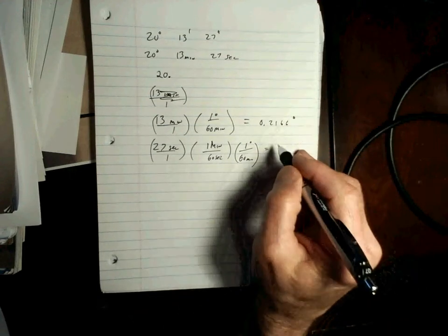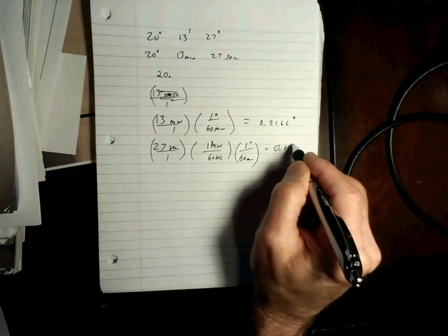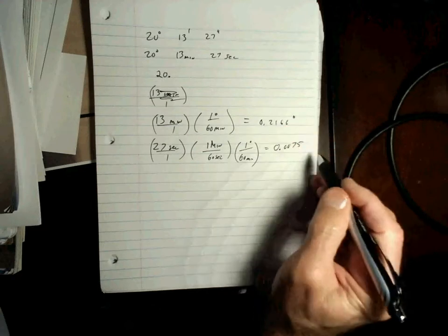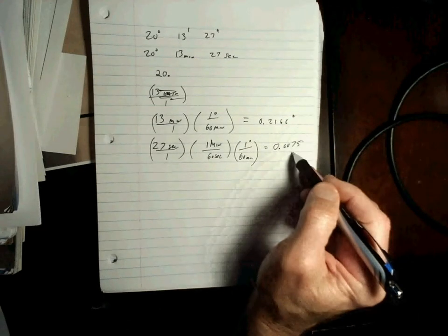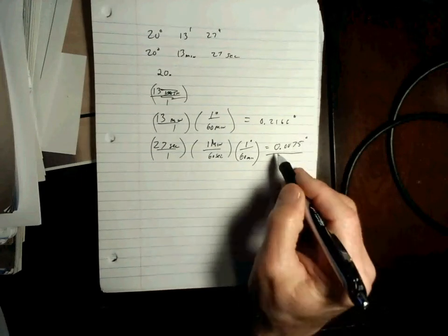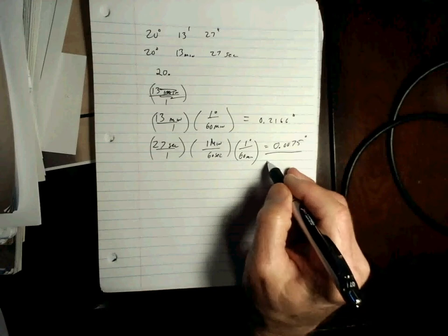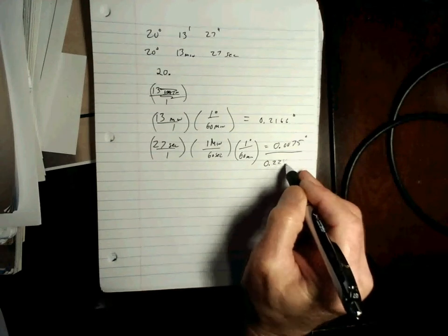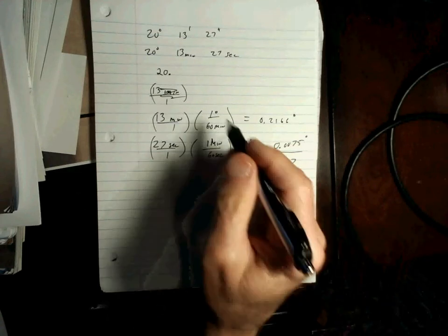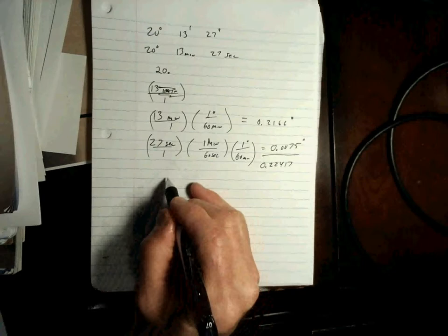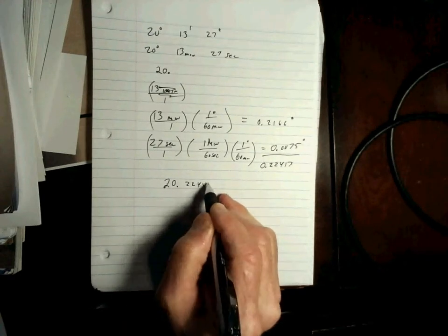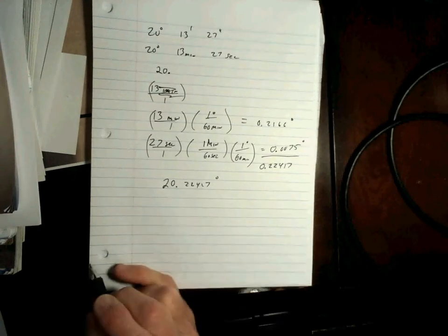And I got two pieces of a degree right here: 0.2166 and also 0.0075, and those are both pieces of a degree. If I add those two pieces together, we should get 0.22417. So when I look at my final answer, I know my answer is going to be 20 degrees and a couple pieces, 20.22417 degrees. So I took the two pieces of a degree and added them together to get my final decimal value for a degree.